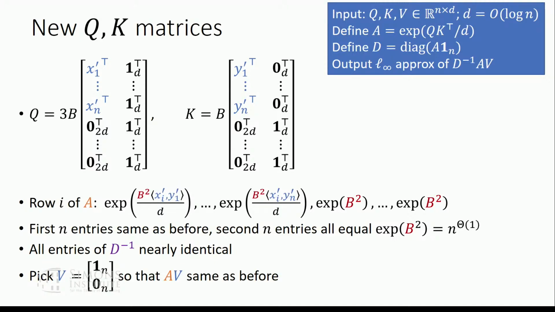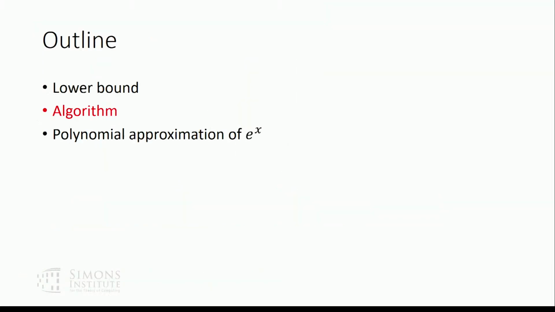But if we pick V to be the vector that's ones for the first half and zeros for the second half, then A times V is the same as before. So now D is not hurting us too much. It's just scaling things by a factor of 2. But still, like before, we're looking for an entry that's like n to the 9 times bigger than the other entries. So we'll still be able to detect the close pair. This is the trick to make it work for attention. So that's the lower bound and where the square root log n comes from here.